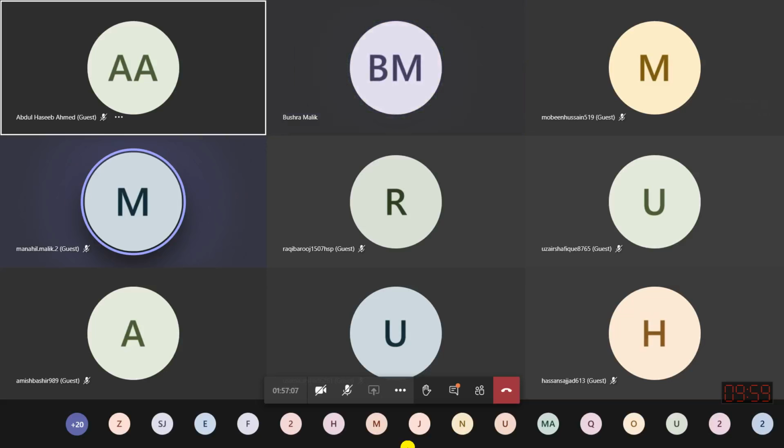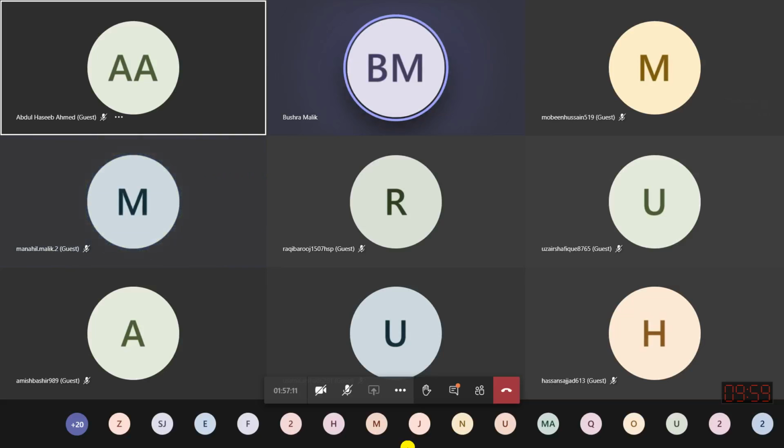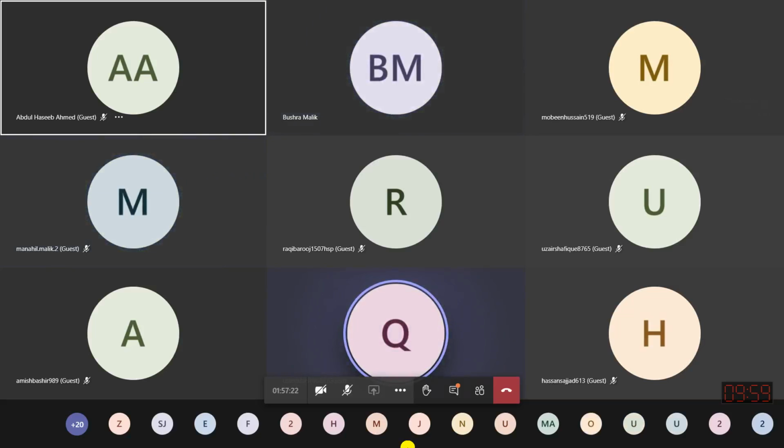Qamar Habib, could you tell me about parallel structure? Ma'am, parallel structure is used to balance a sentence and to give equal weightage to each part of a sentence. Very good. Well done.